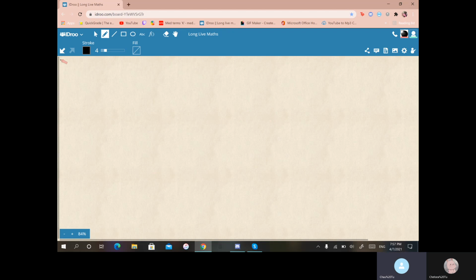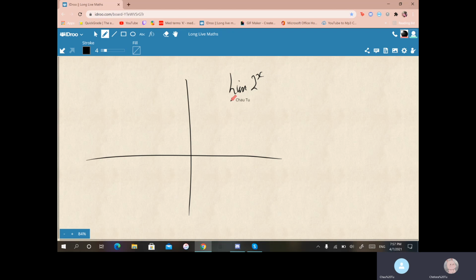Okay, let's look at this one here. What is the limit of 2 to the power of x as x heads towards negative infinity?